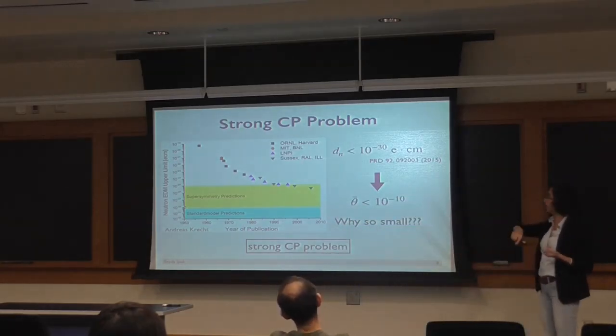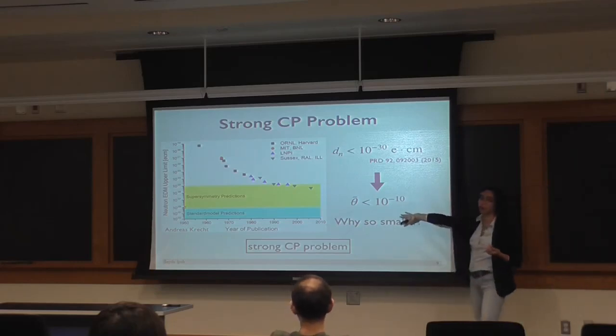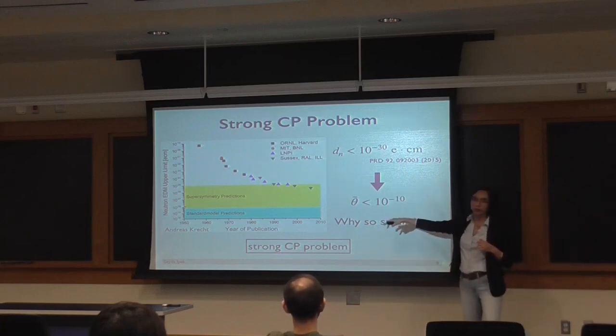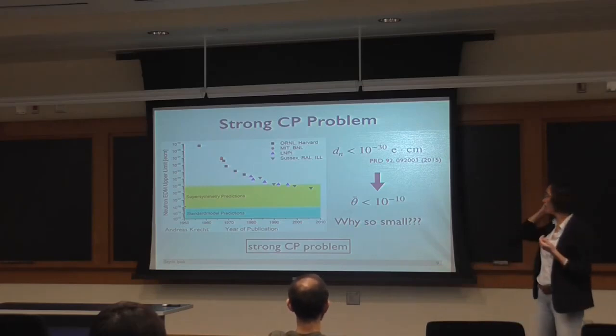and right now the neutron EDM bound is about 10 to the minus 30 e times centimeter, which translates into a bound on the size of theta bar, which is 10 to the minus 10. So 10 to the minus 10 is a small number. So theta bar is a dimensionless quantity.